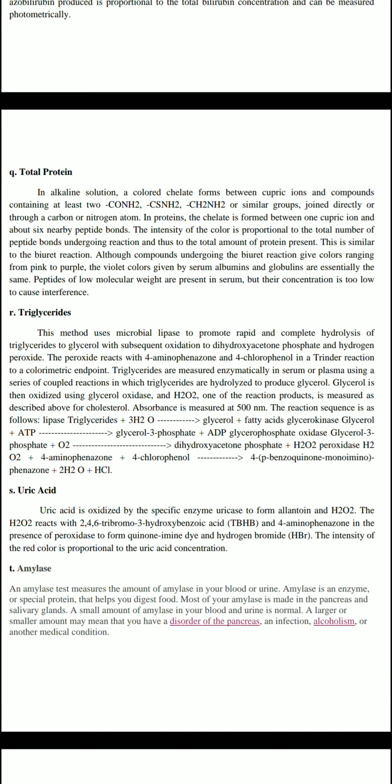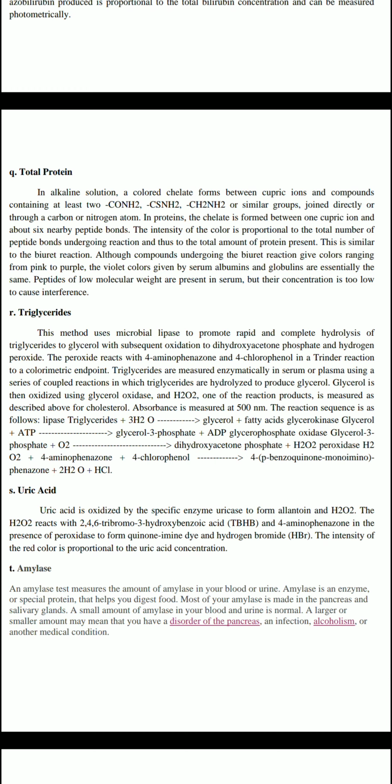Now the next test is for uric acid. Uric acid is oxidized by the specific enzyme uricase to form allantoin and H2O2. The H2O2 reacts with 2,4,6-tribromo-3-hydroxybenzoic acid, TBHB, and 4-aminophenazone in the presence of peroxidase to form quinone imine dye and hydrogen bromide. The intensity of the red color is proportional to the uric acid concentration.